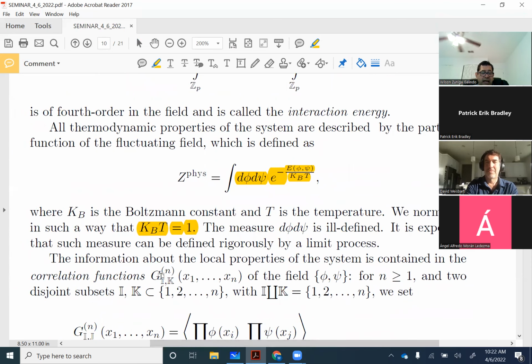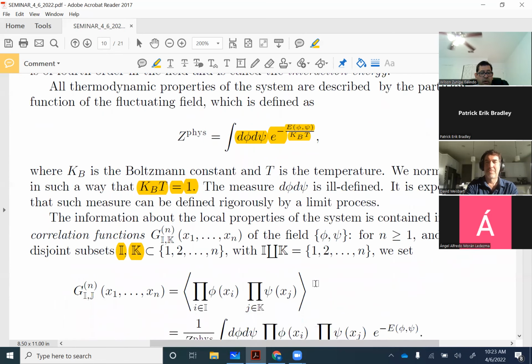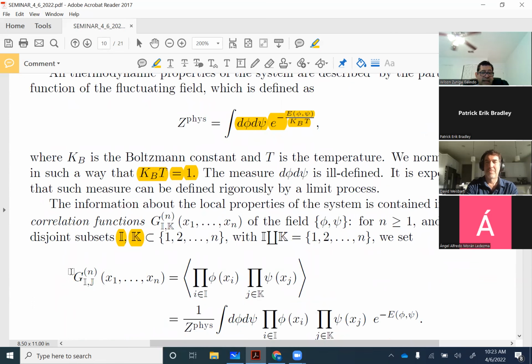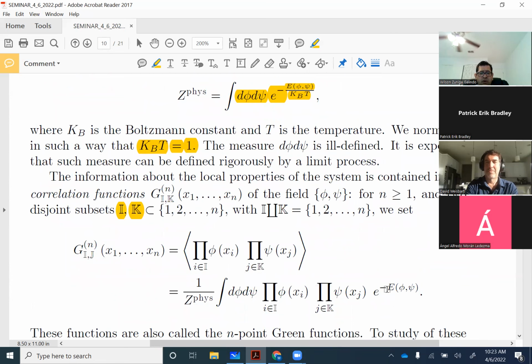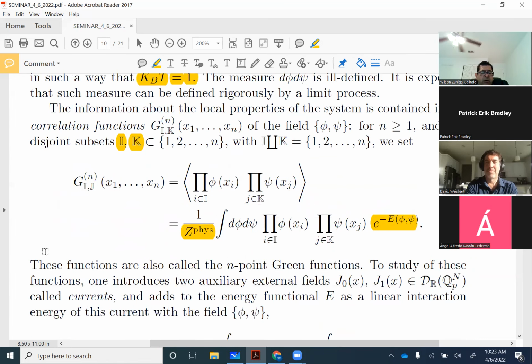Now, in order to define the correlation functions of endpoints, I need two sets, I and K. I and K are subsets of this set, and I and K are disjoint subsets. So this is the endpoint correlation function. The correlation function is the expected value of this function with respect to this measure. These functions are also called the endpoint Green functions.